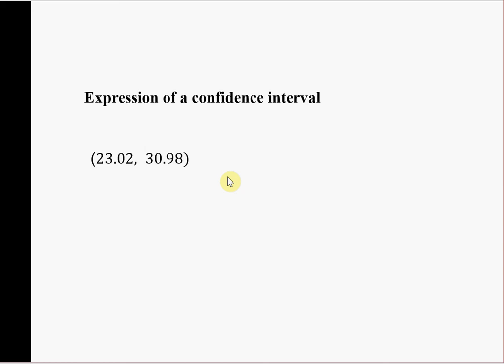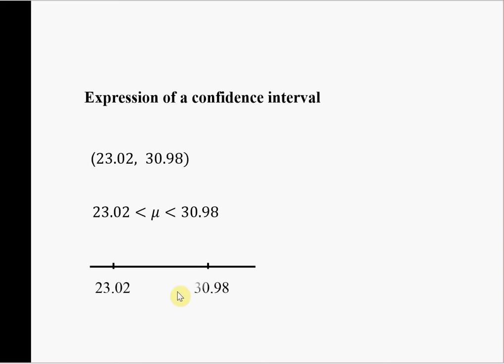The second way to express a confidence interval is to use this expression. The population mean is enclosed between these two values, in this inequality. And the third way to express a confidence interval is to draw a number line and mark the lower bound and upper bound, and also write down the actual values. In your assignment, you can use any one of the three. You do not have to use all three. Using any one of the three will be okay.